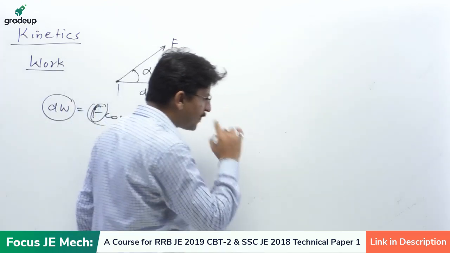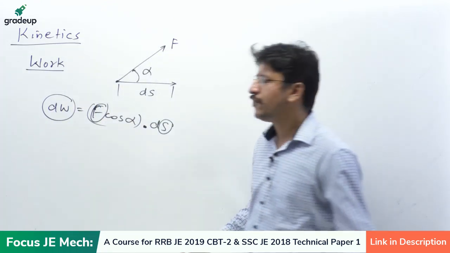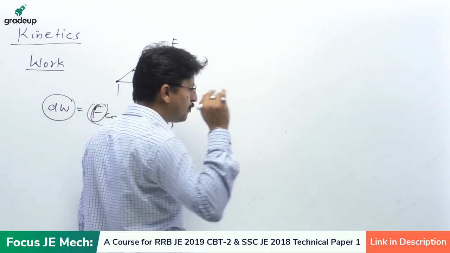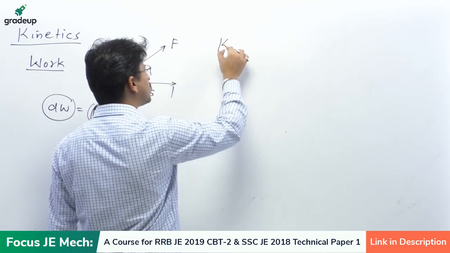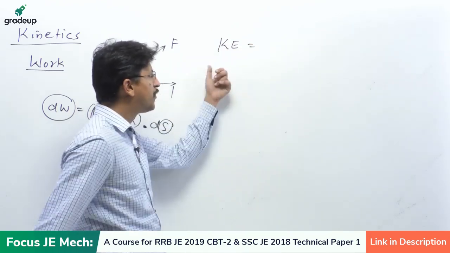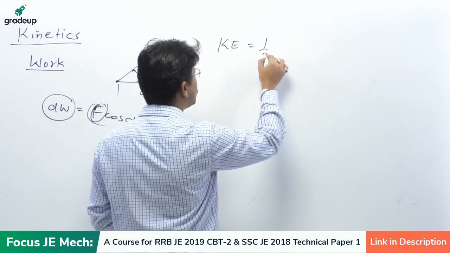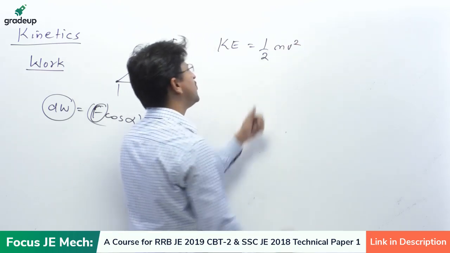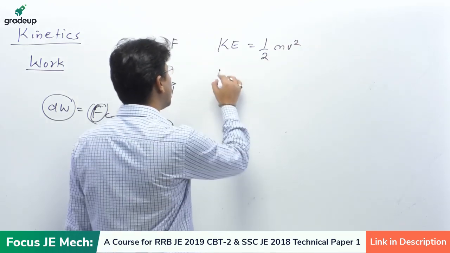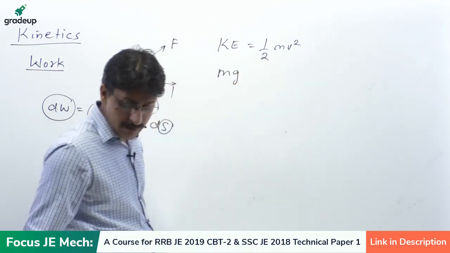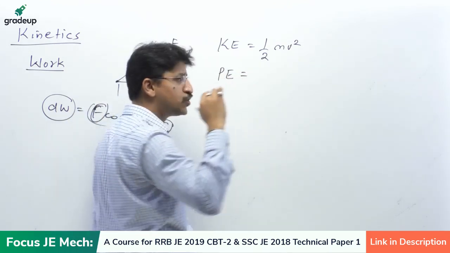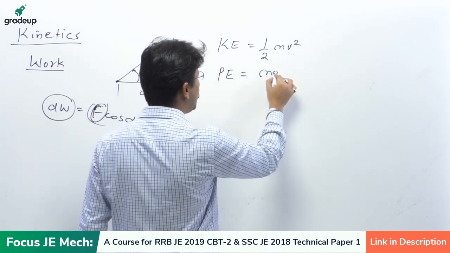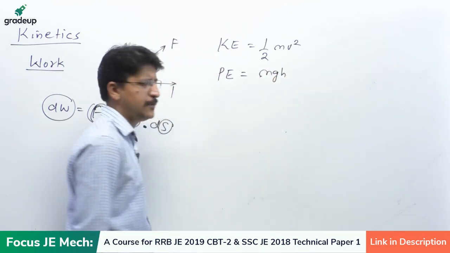Then we have different kinds of work or energy. If there is a motion in the body, the energy possessed by the body by virtue of its motion is known as kinetic energy, given by half mv square, where m is the mass and v is the velocity. Clear? The energy possessed by the body due to its position is given by mgh, that is your potential energy. Clear?